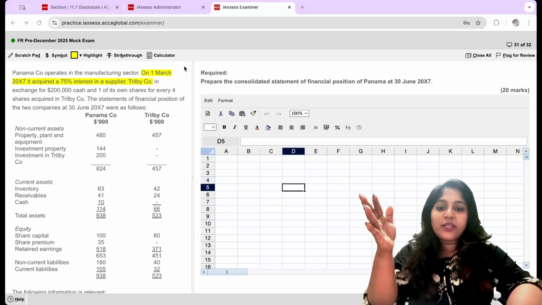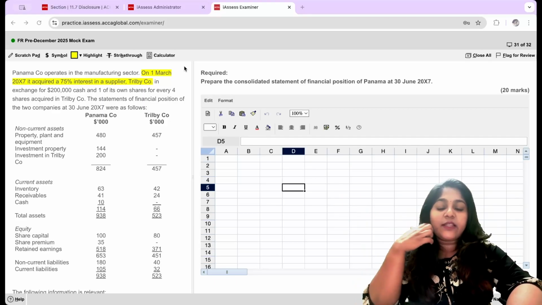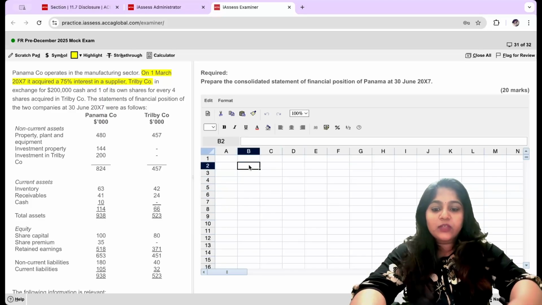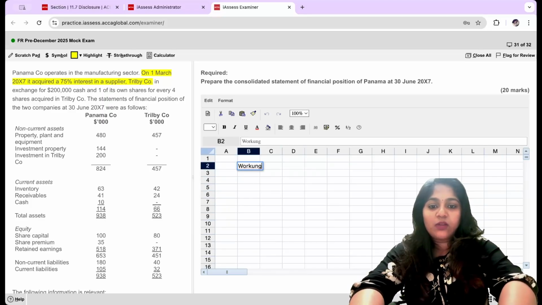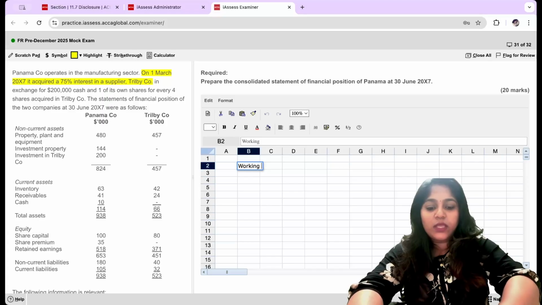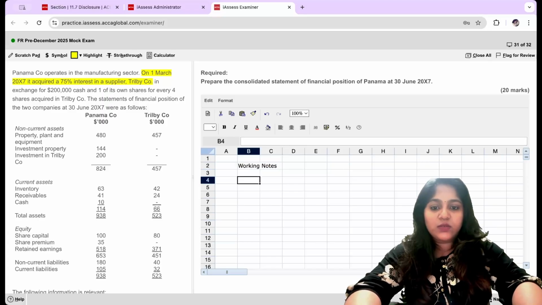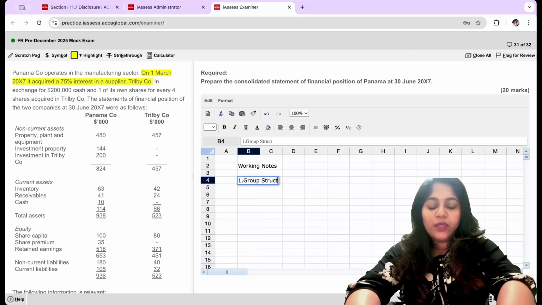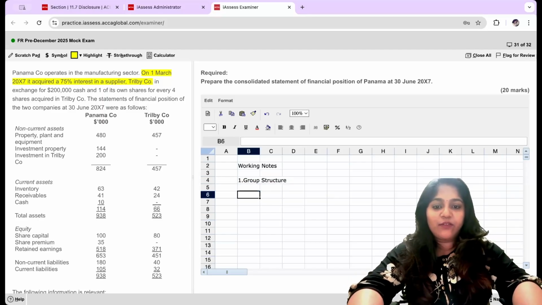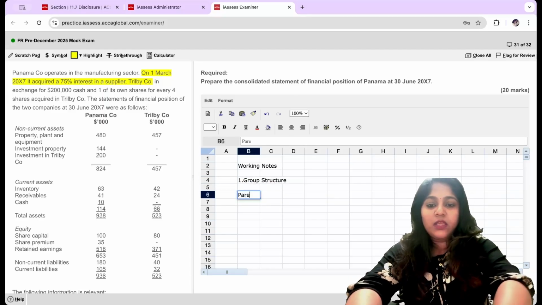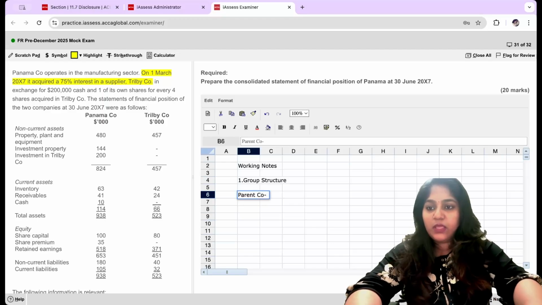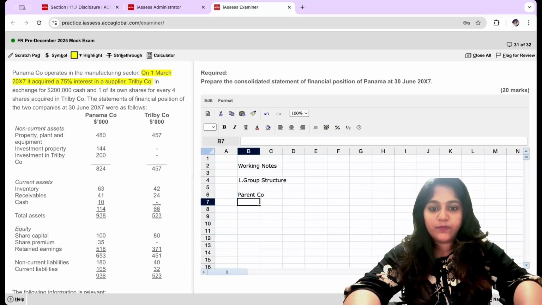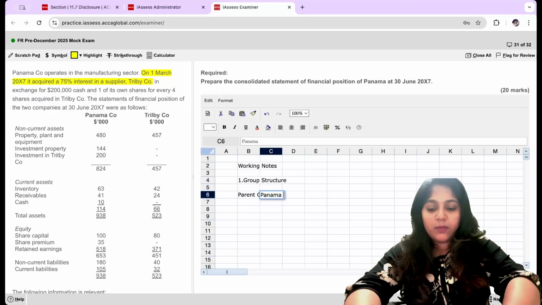First we need to understand working note number 1, group structure. So always prepare working notes. The first one that you will prepare is group structure. How do you prepare group structure? We have to find out who's the parent company. The parent company will be Panama company, because those are the people who have acquired us.